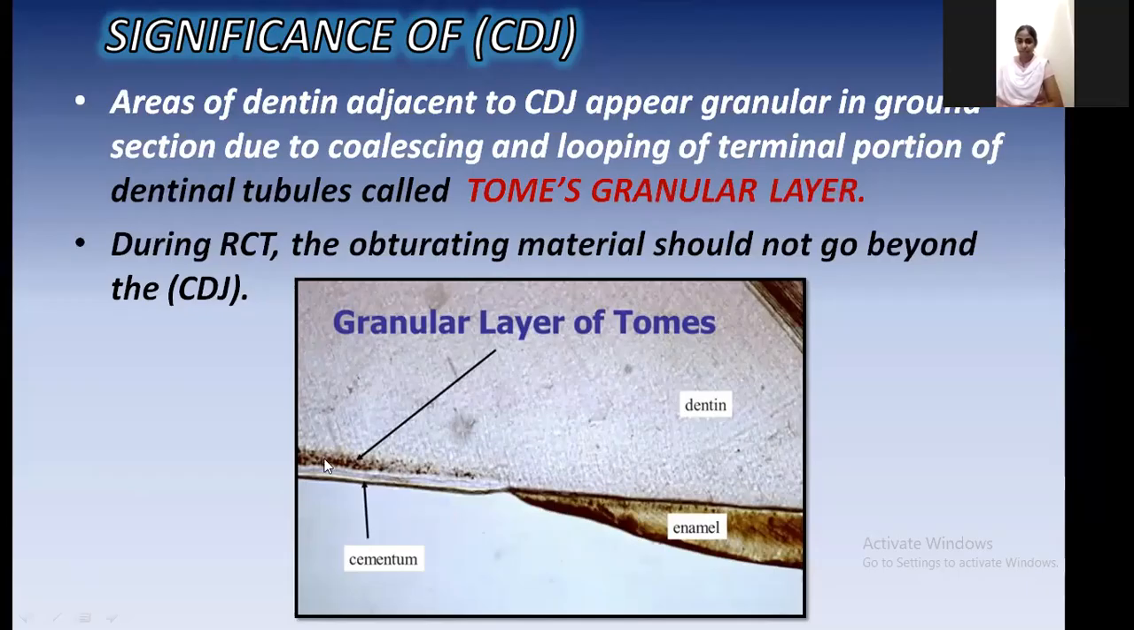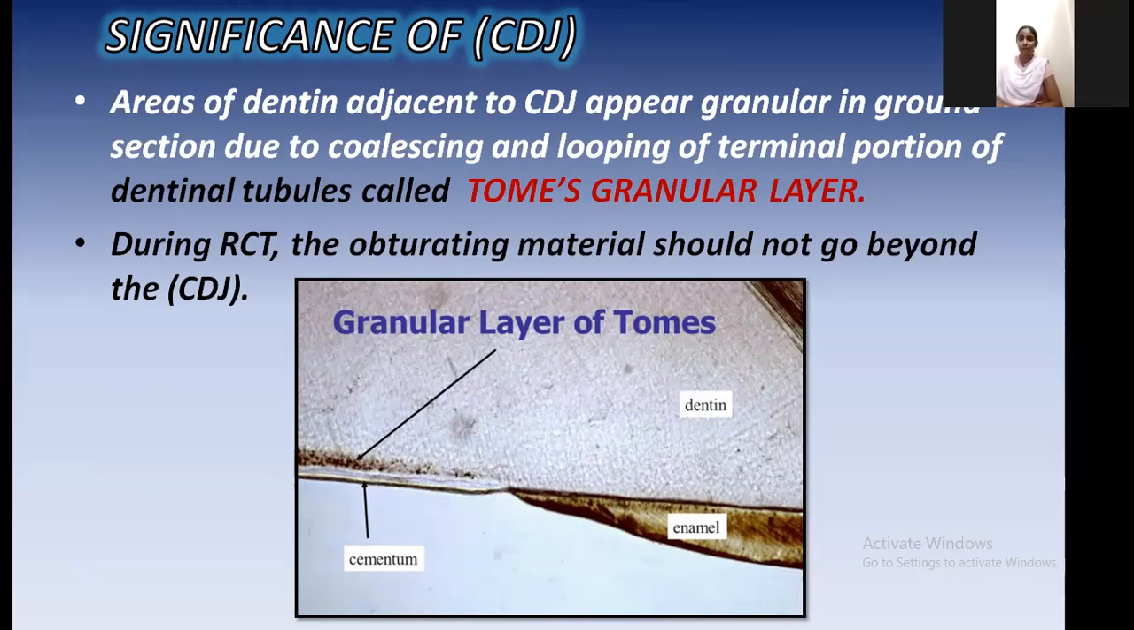This is the granular layer of Tome's, dentin and the cementum. Area of dentin adjacent to the CDJ. So this Tome's granular layer is present adjacent to CDJ. During root canal treatment, the obturating material should not go beyond the cemento-dentinal junction.